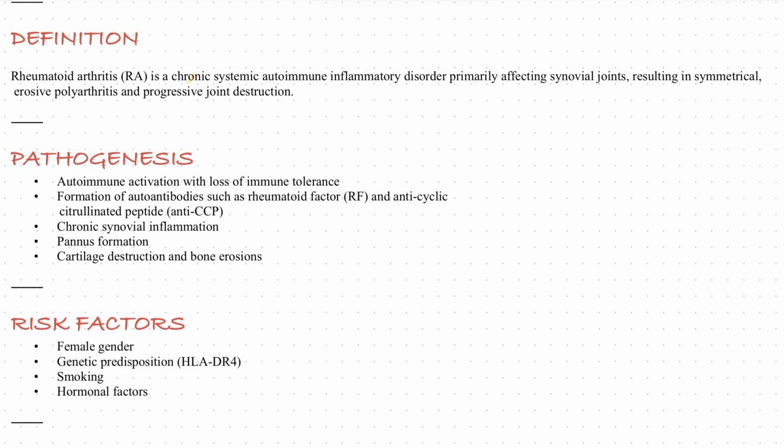Rheumatoid arthritis is a chronic systemic autoimmune inflammatory disorder primarily affecting synovial joints, resulting in symmetrical, erosive polyarthritis and progressive joint restriction. So let's make it simple. There will be an inflammatory condition which leads to synovial joint destruction, seen in a symmetrical way. Where will synovial joints be? The large joints like the knee and all, which leads to erosion of it and progressive destruction.